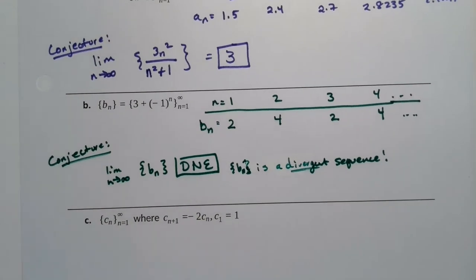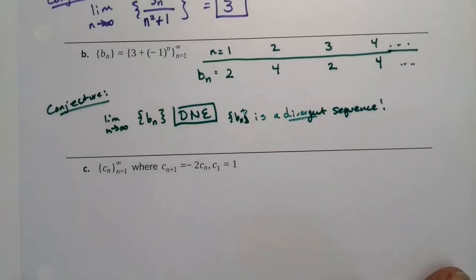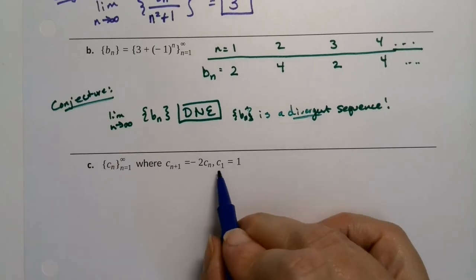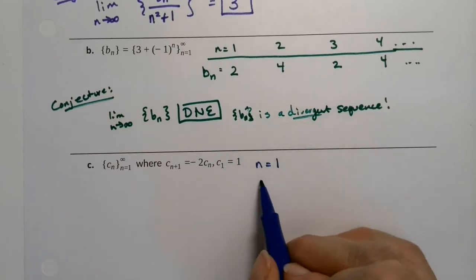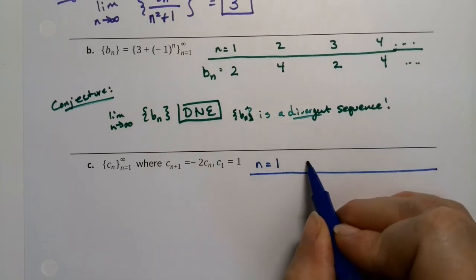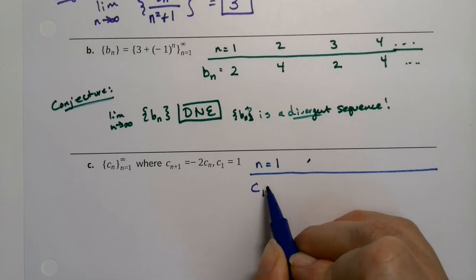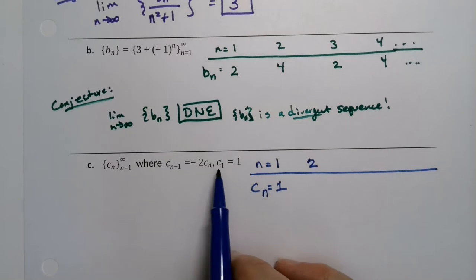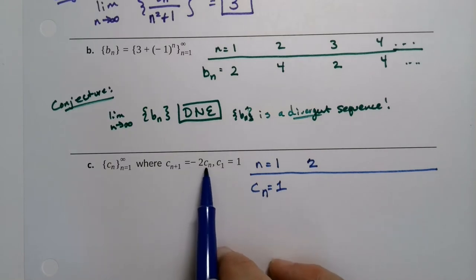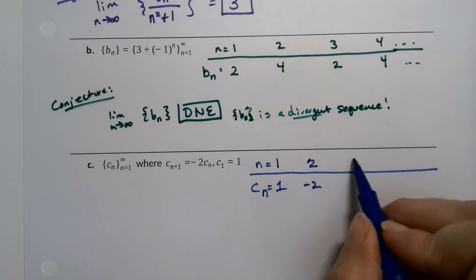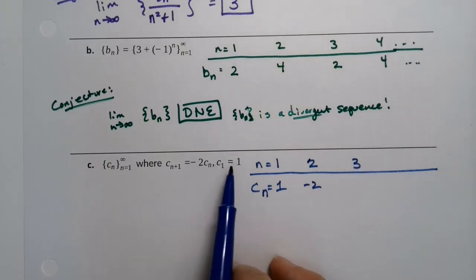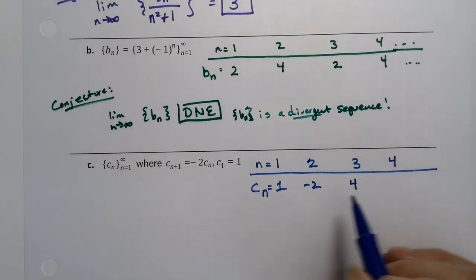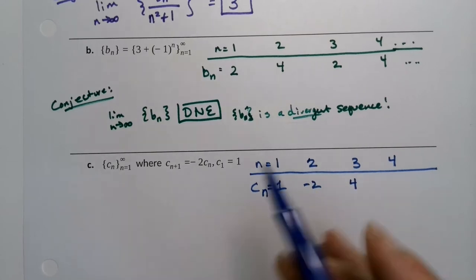All right, next, let's look at C sub n. Oh, it's a recurrence relation. That's going to be fun. C sub 1 is my starter, so n equals 1 is where I'm beginning. C sub 1 is equal to 1. For 2, it would be the last number, which was 1, times negative 2, so that's negative 2. 3 would be negative 2 times negative 2, which is 4. 4 would be 4 times negative 2, which is negative 8.